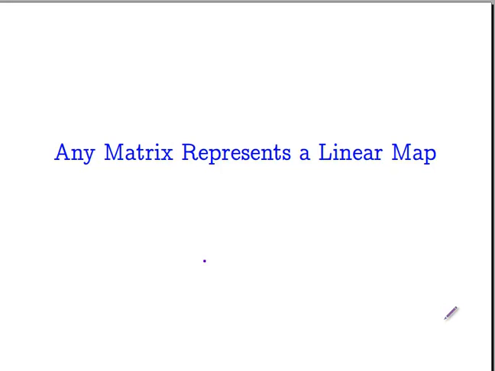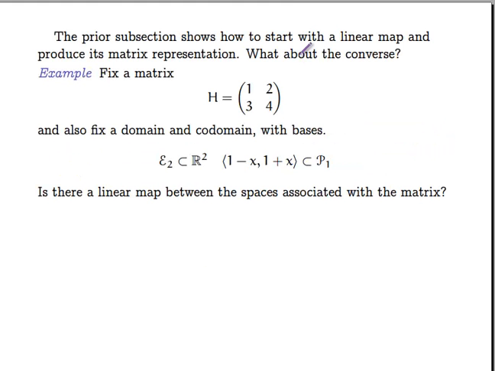Okay, so we talked about how we can associate a matrix with a linear map. Now we're going to go the other way and say any matrix can represent a linear map. So really, linear maps and matrices are two different ways of representing the same thing. The previous subsection shows how to start with a linear map and create a matrix representation. What about the converse? As we just said, start with a matrix and create a linear map.